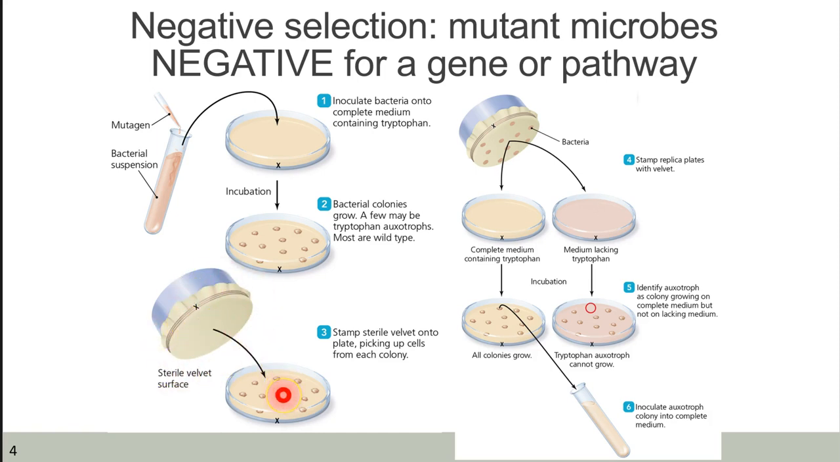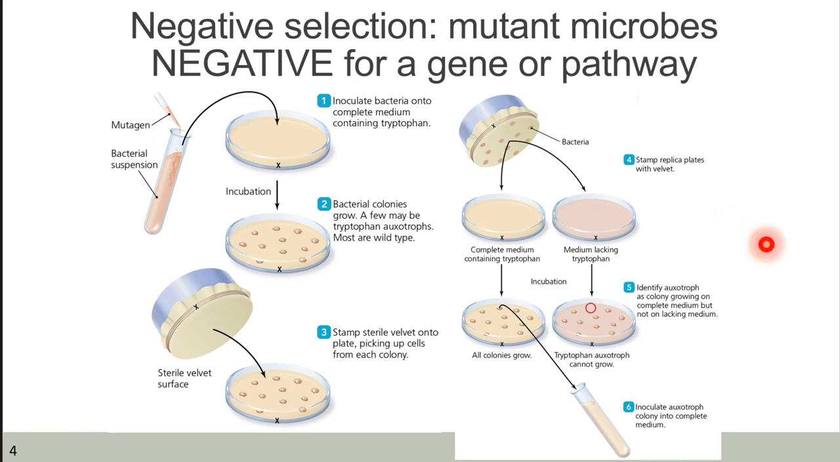You touch it to that plate. When you do that, these microbes will be transferred to this velvet surface. Then you take this velvet surface that contains these microbes, and you touch them to two different plates. Now, importantly, this is a non-selective plate that allows everything to grow. Here we have a selective plate with medium lacking tryptophan.